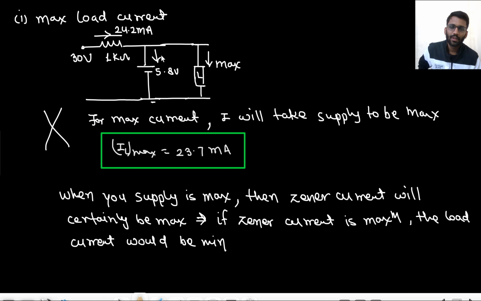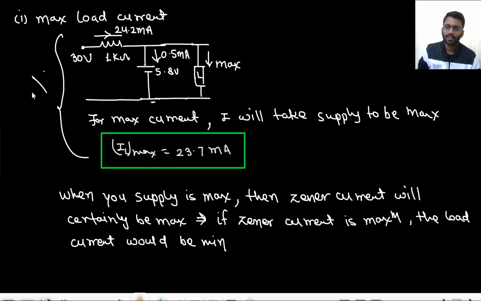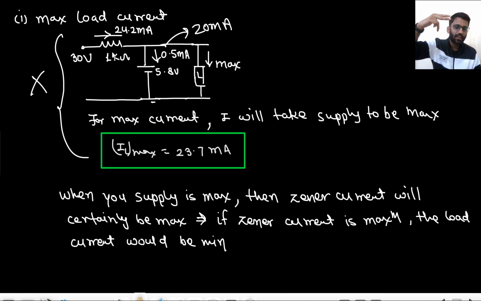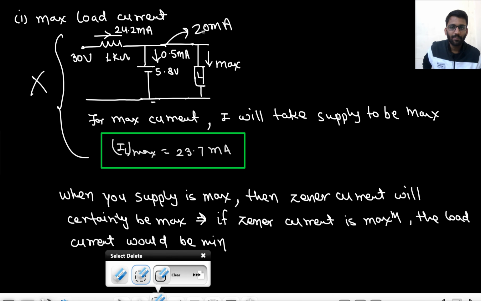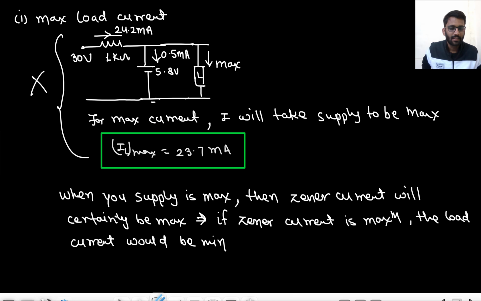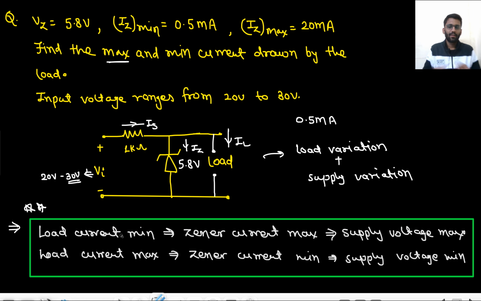In this case, although I will write 0.5 milliampere current here because this is the wrong analysis that I am saying, here actually you will have 20 milliampere current because this is the maximum Zener diode current. So actually you will have 20 milliampere current. From here 24.2 milliampere current is coming, 20 milliampere current is going that way. At that time your IL current would be 4.2 milliampere. So that is the minimum current the load will have. So simply you need to remember this thing. This is the only thing you need to remember.